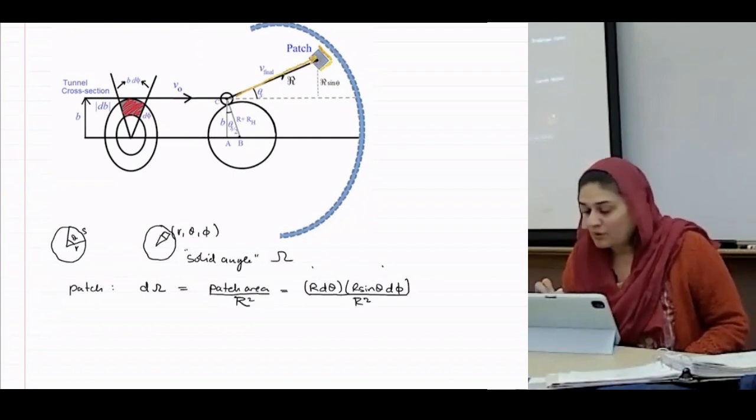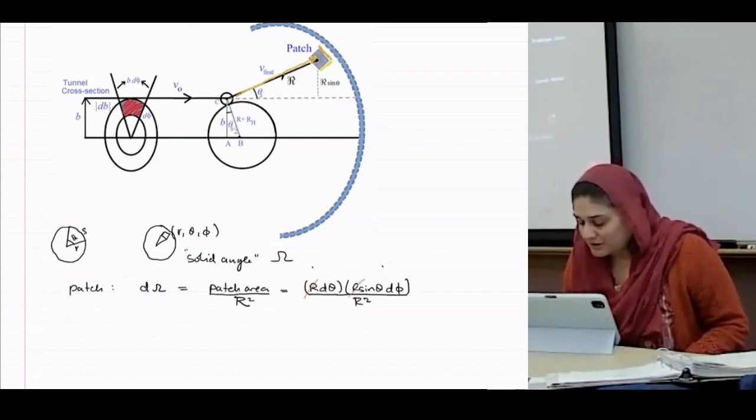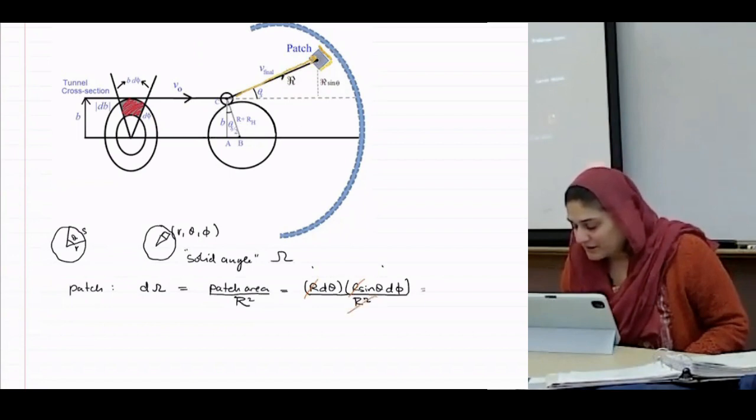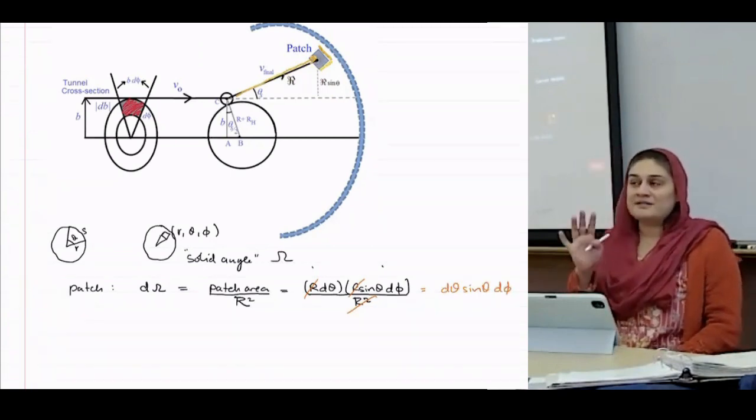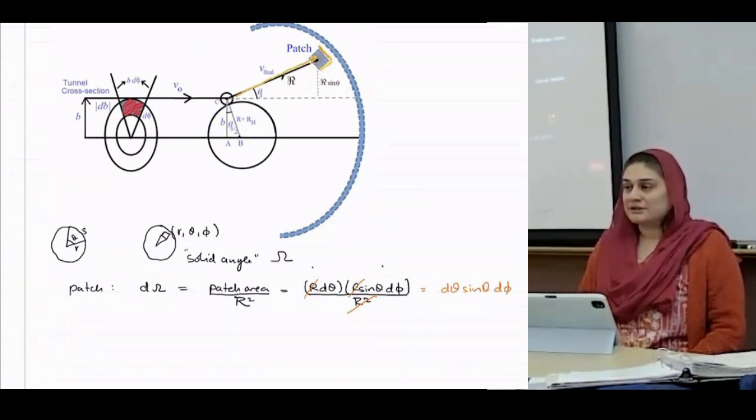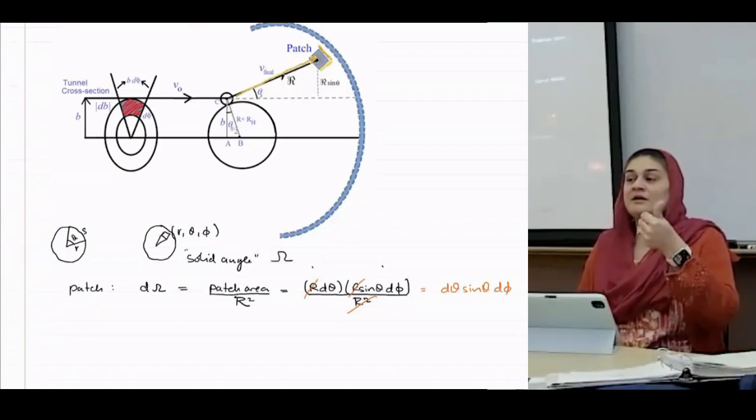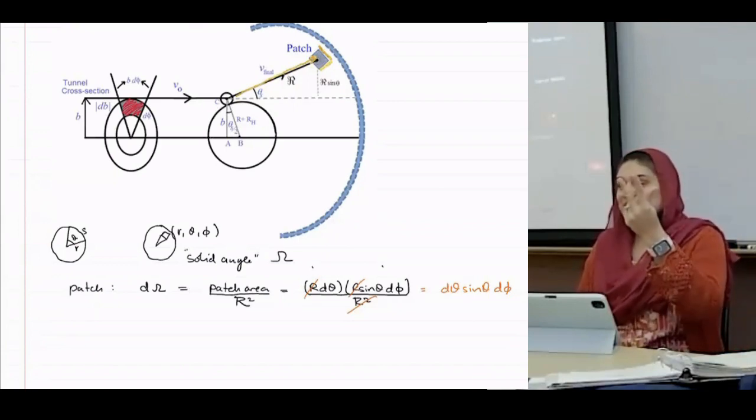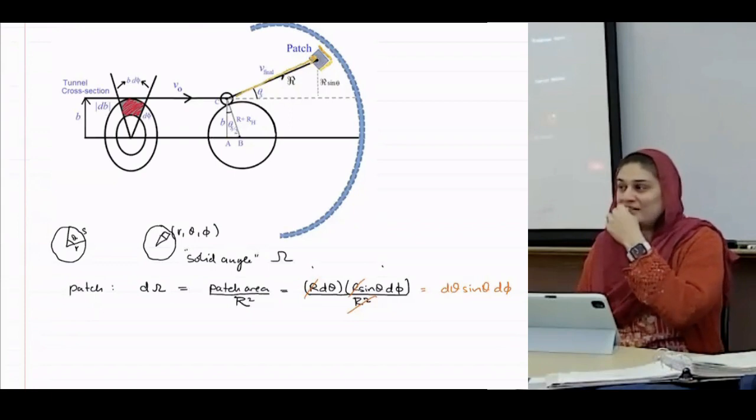Or I can rewrite this as R goes away, and I will get d theta sine theta d phi. We've done this in like 3 different chapters. We did it for the moment of inertia. We did it in chapter 1 twice, the d thetas and the d phis.